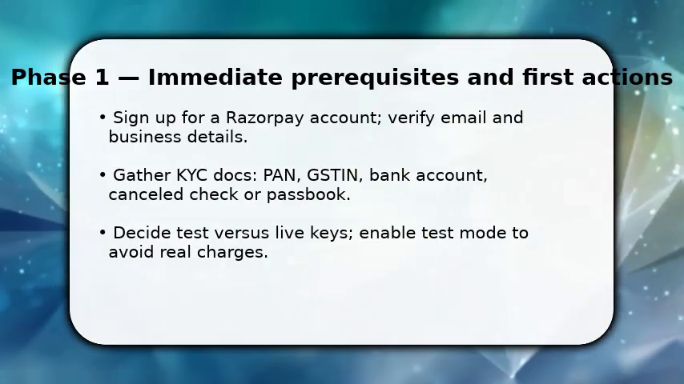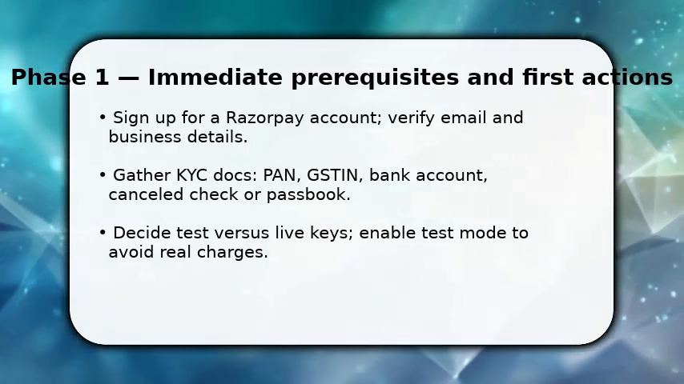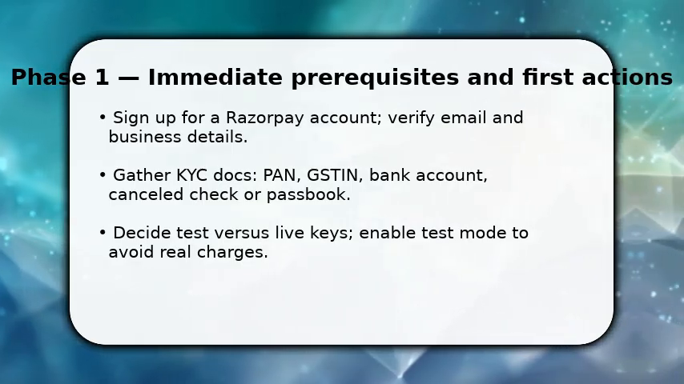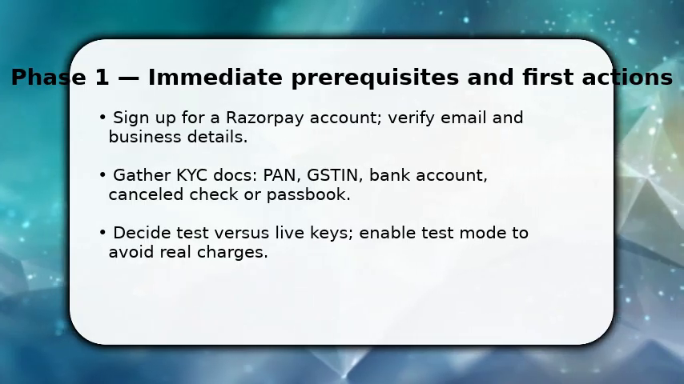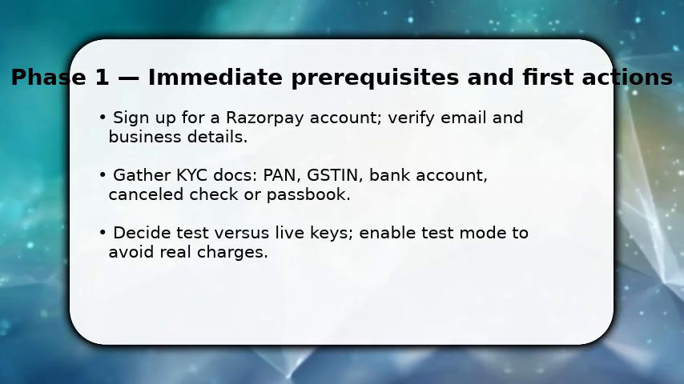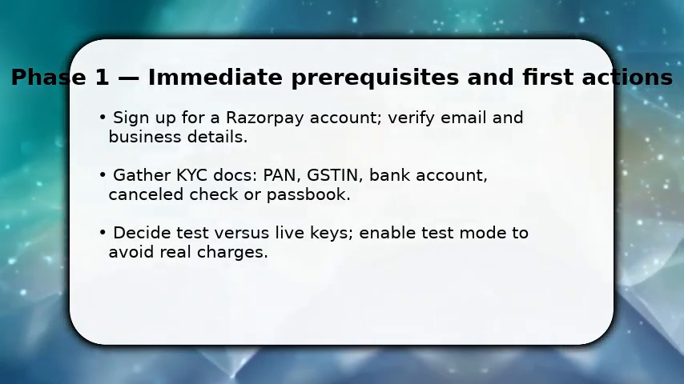Create your Razorpay account now and complete essential KYC. This unlocks API access. You need PAN, GSTIN if applicable, and a bank proof. Upload and wait for verification. Once done, go to the dashboard and switch to test mode first. This lets you obtain test API keys and simulate transactions without moving money.